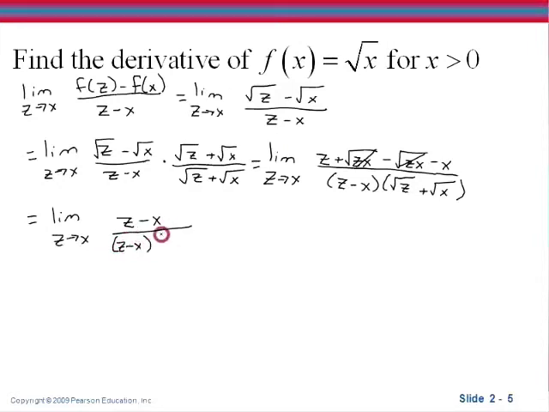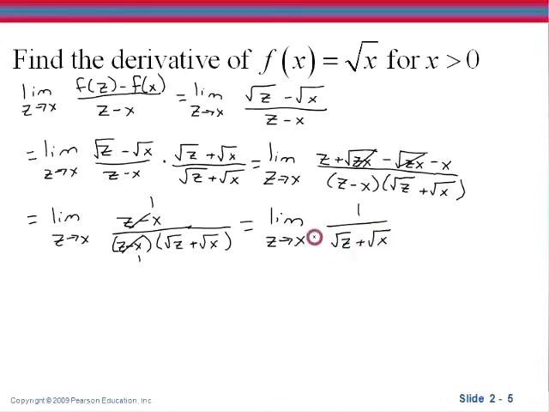The limit as z approaches x. On top you have the two middle terms are the same. That's why we choose the conjugate, because the two middle terms will cancel and we'll be left with z minus x. And on bottom I have z minus x times the square root of z plus the square root of x. Now these are the same, so I can cancel. That will leave me with the limit as z approaches x of 1 divided by the square root of z plus the square root of x.